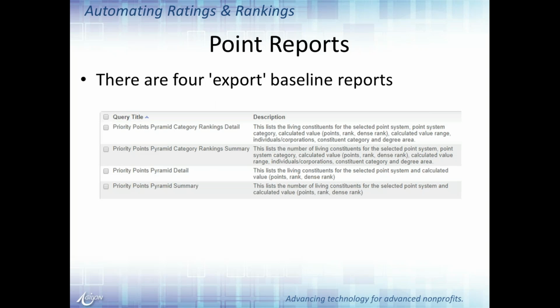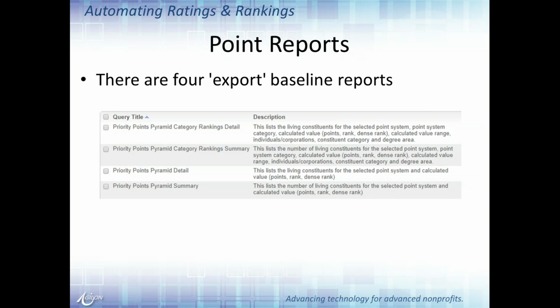And almost done, we added 4 new export baseline reports that let you look at priority points in a couple different views. Summary will give you the numbers of constituents in each of the categories in the system, or if you're looking at the total, or you can do the detail, and that will show you the people that are in each of those different areas, what their points are.